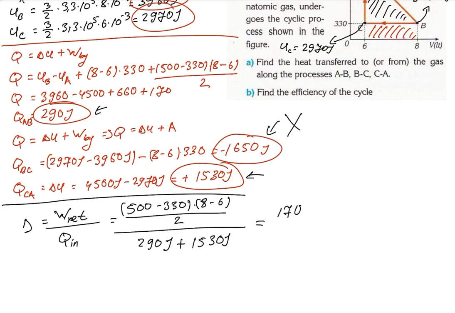It's equal to 170 joules over 20 plus 1.5. It's equal to, so sorry, we will get something here. I just got the final answer, which is 0.093 or 9.3%.